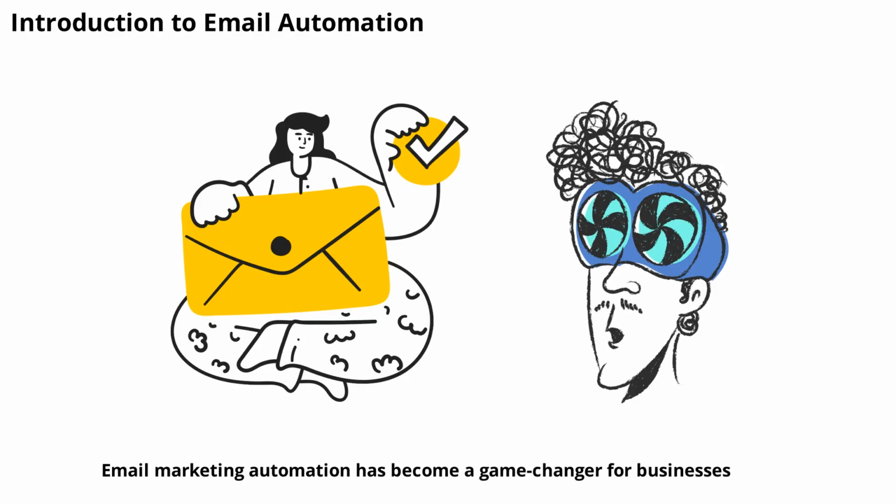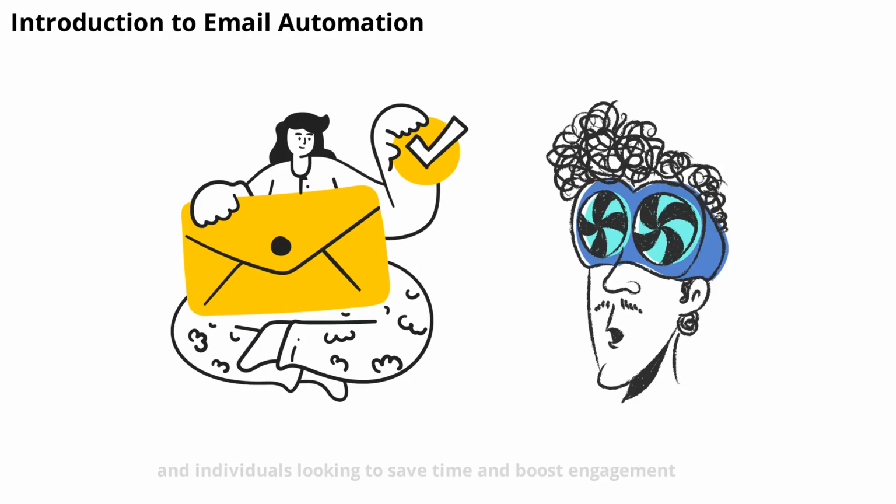Email marketing automation has become a game changer for businesses and individuals looking to save time and boost engagement. But with so many tools out there, it can be overwhelming to choose the right one, especially if you're just starting out. In this video, we'll break down the simplest email marketing software options that let you build automated email sequences with ease. Whether you're a small business owner, a freelancer, or just curious about email automation, you'll find practical solutions that don't require a steep learning curve. Let's dive in and explore your best options for simple, effective email automation.